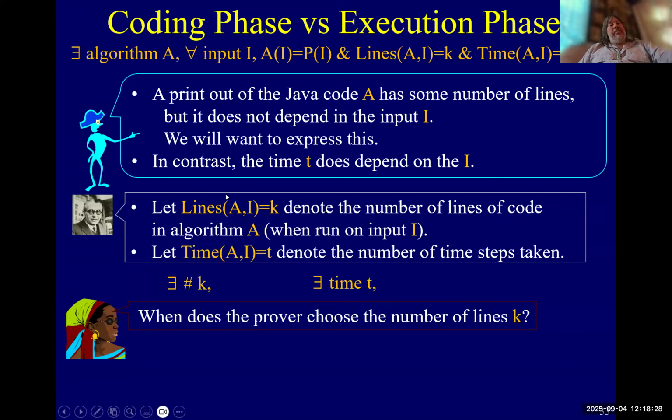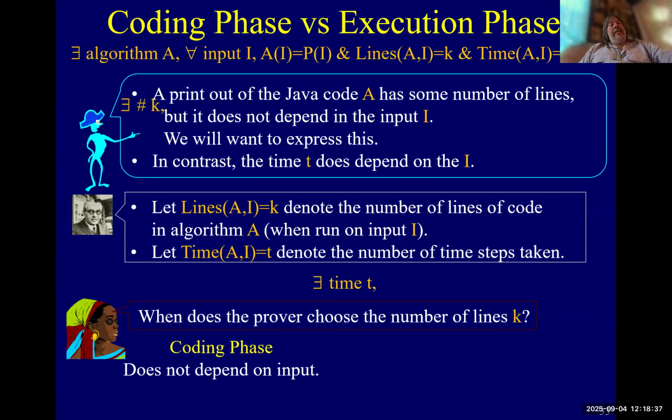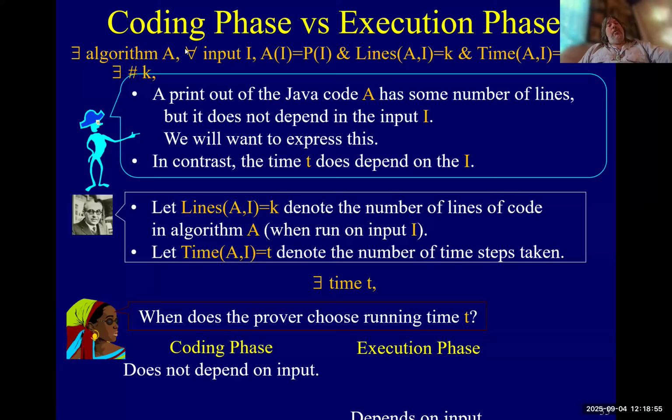Does the adversary choose the K? Does he choose the T? The coding phase doesn't depend on the input, and it comes up with a number of lines of code. So at coding time we come up with the algorithm that has some number of lines of code, and the running time, however, depends on the input, right?